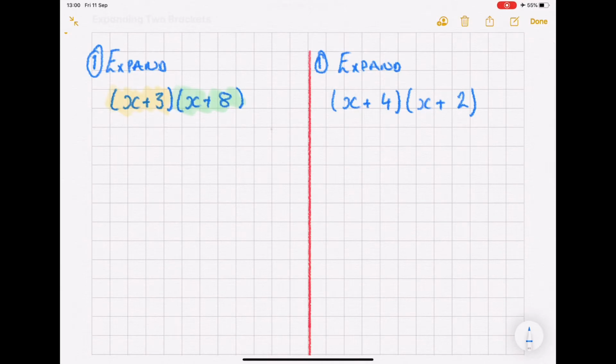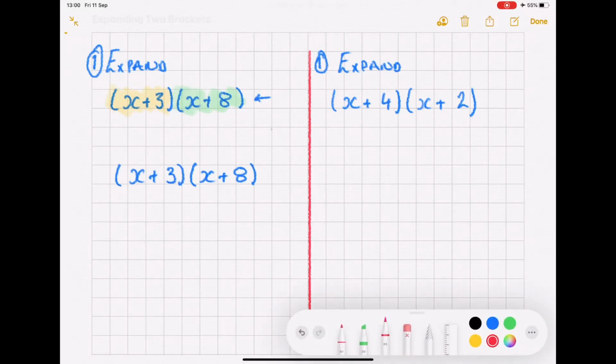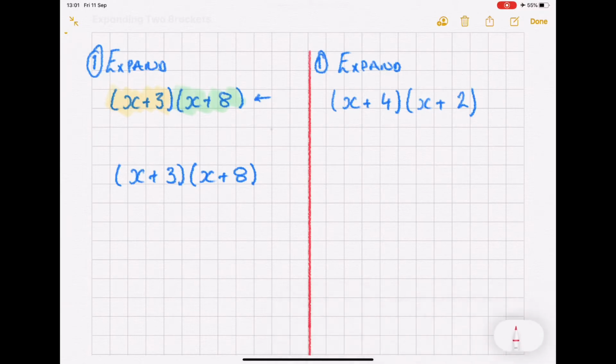To do this, I'm just going to rewrite these two brackets a little bit further down. So x plus 3 in one bracket and x plus 8 in another bracket. Now what we need to do is take this first x and times it by the first term in the second bracket, which is an x. So x times x gives us x squared.